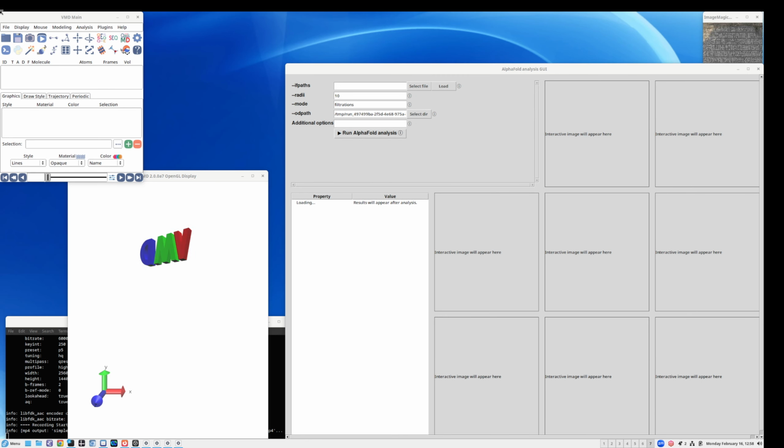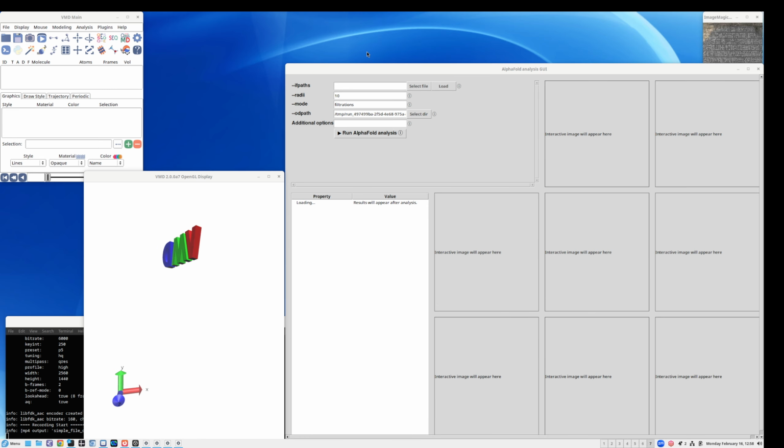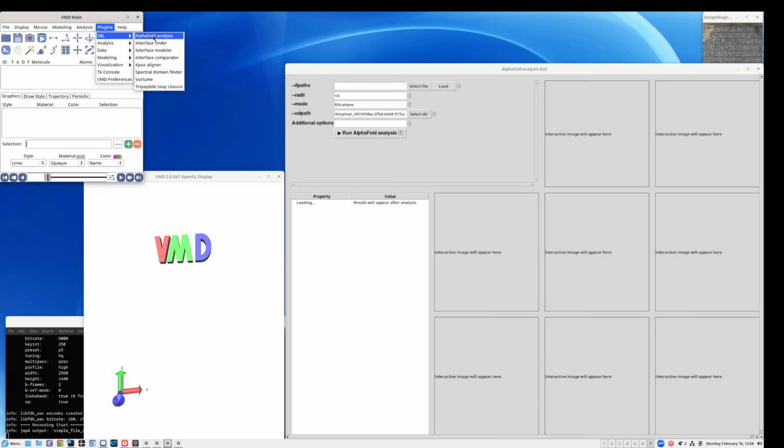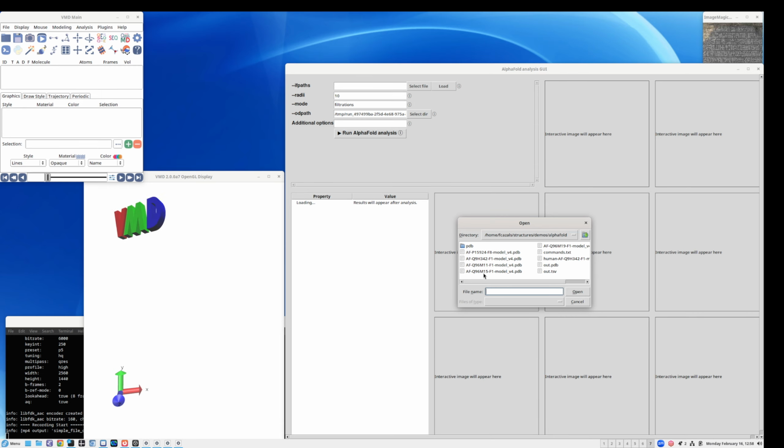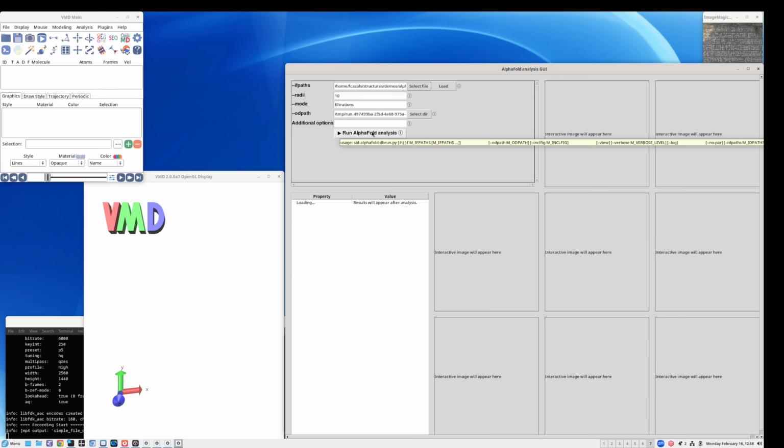Alright, so in this video I'm going to show you how to get insights into AlphaFold predictions using the AlphaFold analysis plugin run from VMD2. And so I'm going to select a file, let's say this one. It's a small protein with 150 amino acids. And as you will see, we get a number of plots.